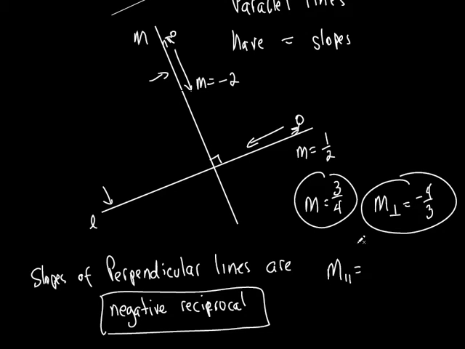So if the slope of one line is 3/4, the slope of the perpendicular line is going to be -4/3. What about the slope of a parallel line to 3/4? It's going to be 3/4 again. Because remember, the slopes of parallel lines are exactly the same. So if this is the slope that we're starting with, a perpendicular line is going to be -4/3. A parallel line is going to be exactly the same. It's going to be 3/4.